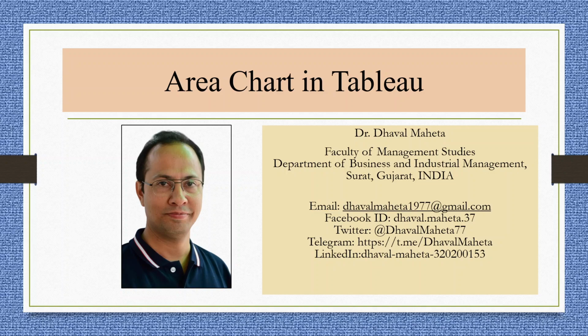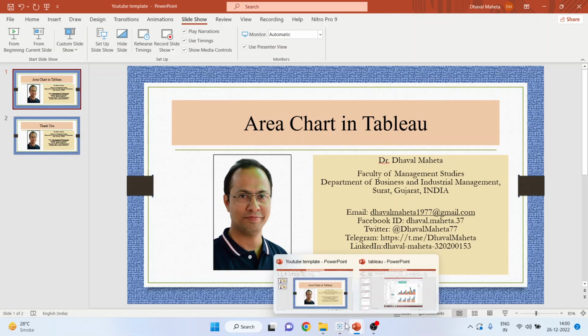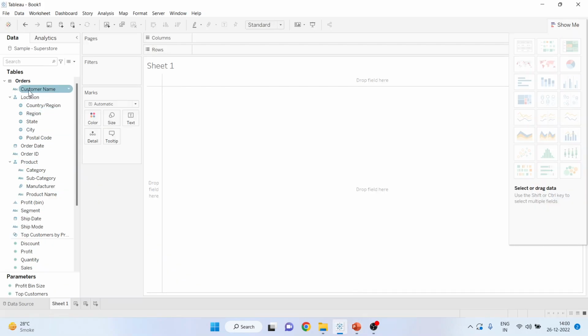Let us try to understand how to generate the area chart in Tableau. So in case of Tableau, these are the variables which are known as dimensions, and these are the variables which are known as measures. Let us pick up one dimension from here and one measure from here.